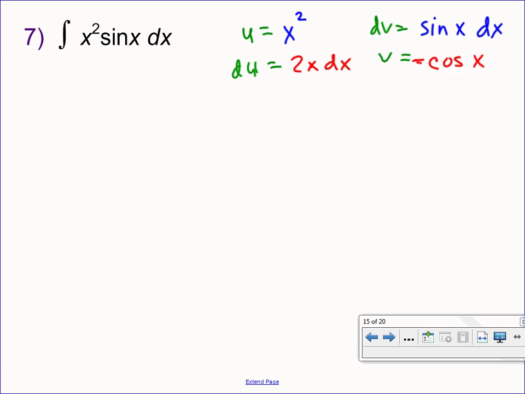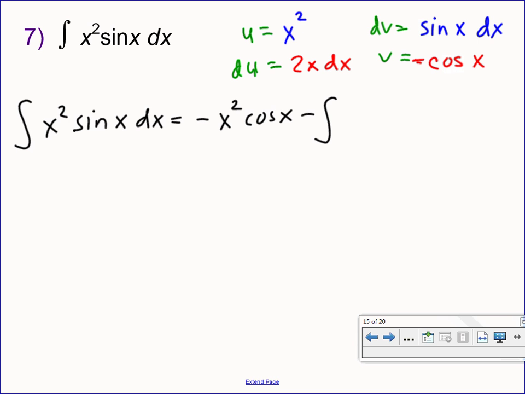All right, so let's do our substitution. I know the integral of u dv is given by u times v, so negative x squared cosine of x, minus the integral of v du. And v was negative, so I'm going to make that plus: 2x cosine of x dx. Did I get everybody? Yep.